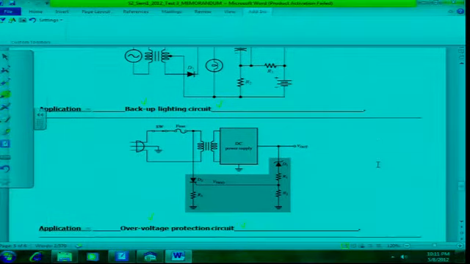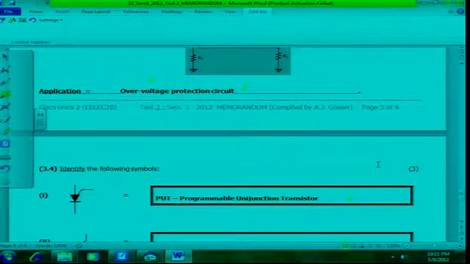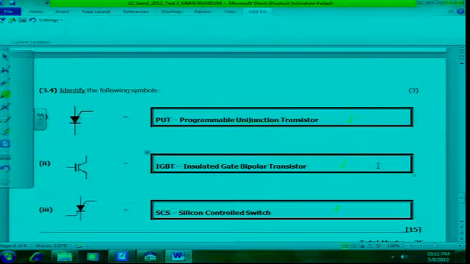And then the last one, over voltage protection circuit. Some of you wrote crowbar circuit, then you also got the marks. But you had to tell me over voltage, not just voltage protection or whatever. No, over voltage protection circuit. Another 2 marks there. And then lastly, 3.4, I asked you to identify some of the symbols that we've discussed.